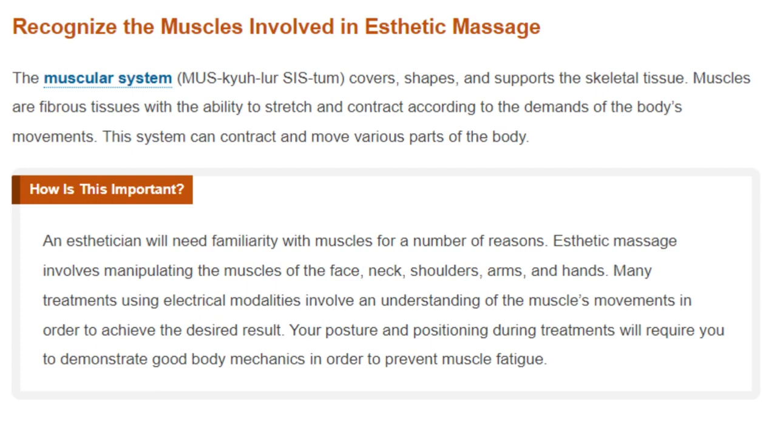The muscular system covers, shapes, and supports the skeletal tissue. Muscles are fibrous tissues with the ability to stretch and contract according to the demands of the body's movements. This system can contract and move various parts of the body. How is this important? An esthetician will need familiarity with muscles for a number of reasons.